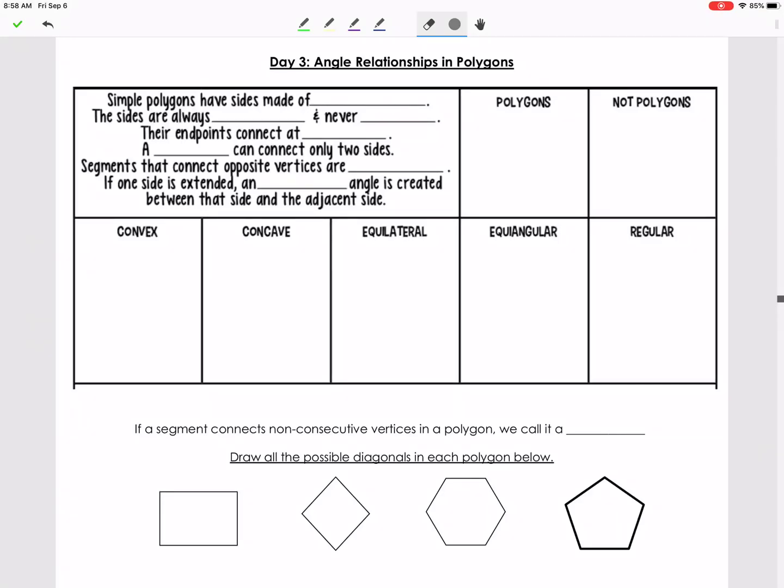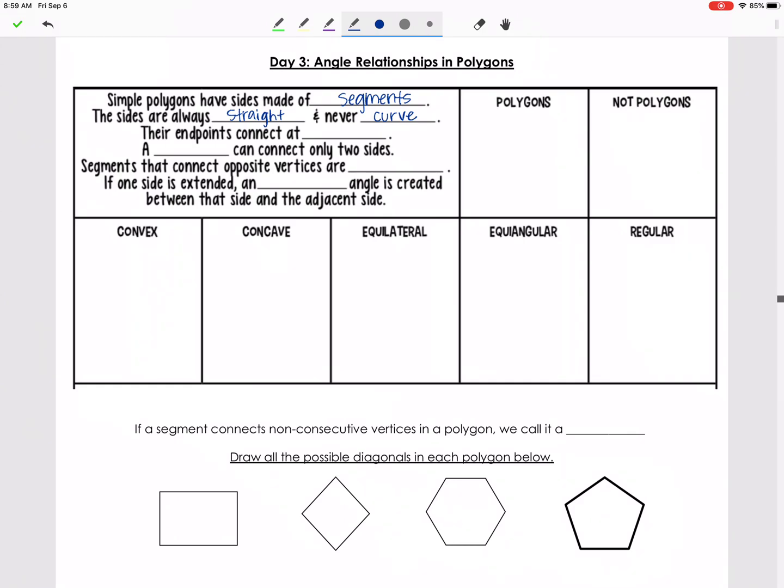Okay guys, so today we're talking about angle relationships within polygons, and the first thing we need to discuss is what exactly makes a shape a polygon. A simple polygon should have sides that are made up of segments. So obviously if all of the sides of a figure have to be made of segments, then those sides are always straight and should never curve. So anything that has a curved edge is not considered a polygon, okay?